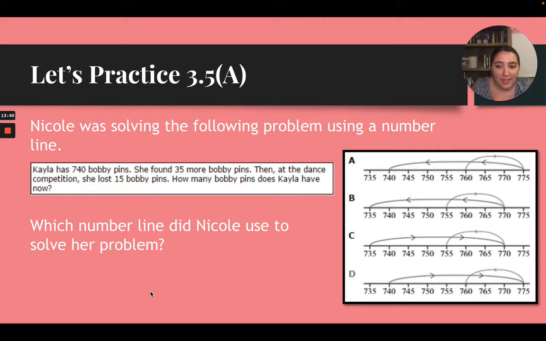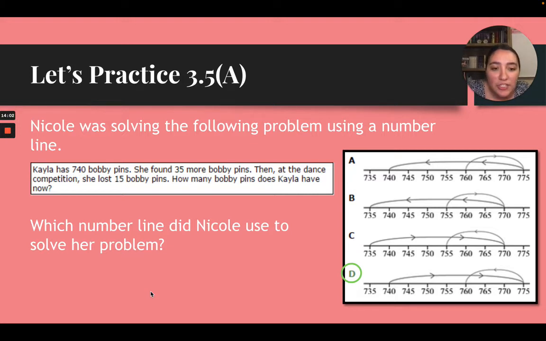So after doing that, you should know that this is going to have lots of things going on. We have at least a 2-step problem, and we also have more than one operation going on. We got some addition and subtraction. So you should have found that the correct answer is D, the number line for D.